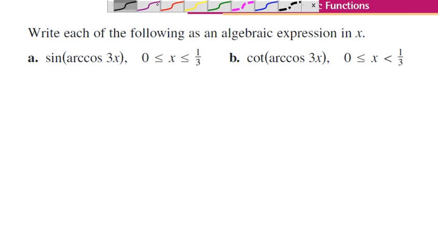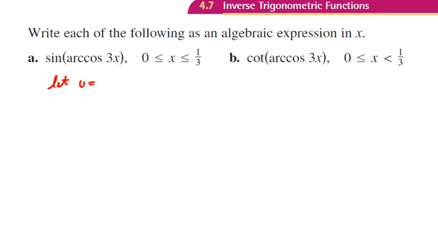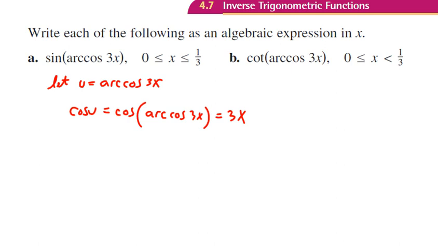So just as we did in our last problem, let's let u equal arc cosine of 3x. All right? Well, that implies something. If I take the cosine of both sides, if I take the cosine of u, I'm going to have cosine of u. And if I take the cosine of arc cosine of 3x, notice that the cosine and the arc cosine will cancel out, and that's why we just have 3x. So we have cosine of u equals 3x.